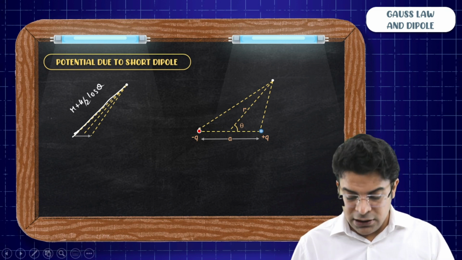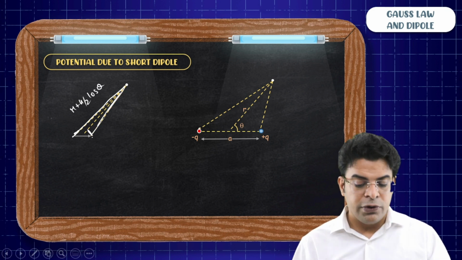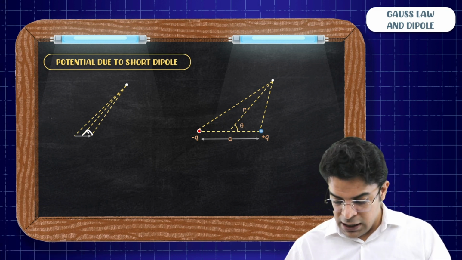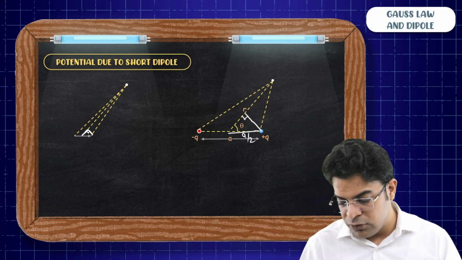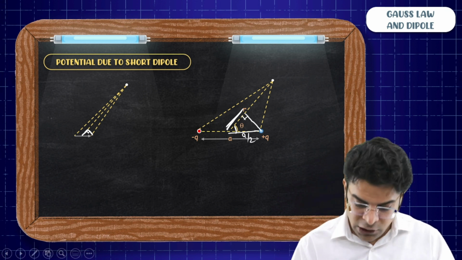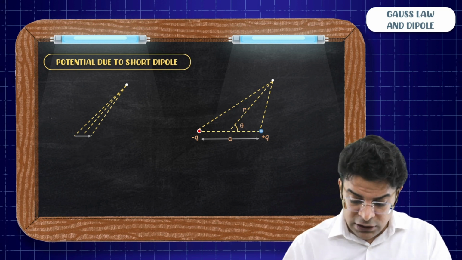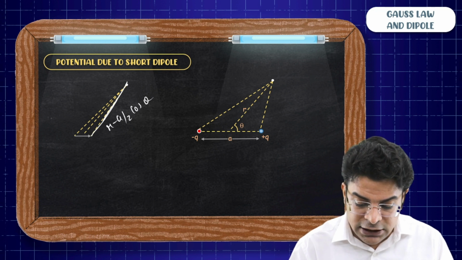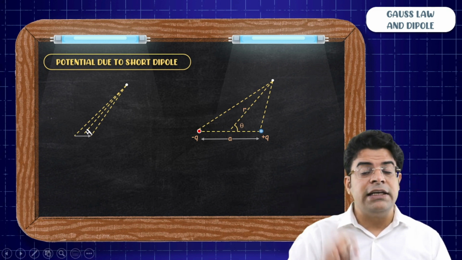Similarly, the distance from the positive charge is less than the distance from the center line. It is shorter by this much distance, and to find it, again drop a perpendicular. This length is a by 2, this angle is theta, so this length is a by 2 cos theta. So the distance from the positive charge will be r minus a by 2 cos theta, as the distance of the central line is r and the difference is a by 2 cos theta.